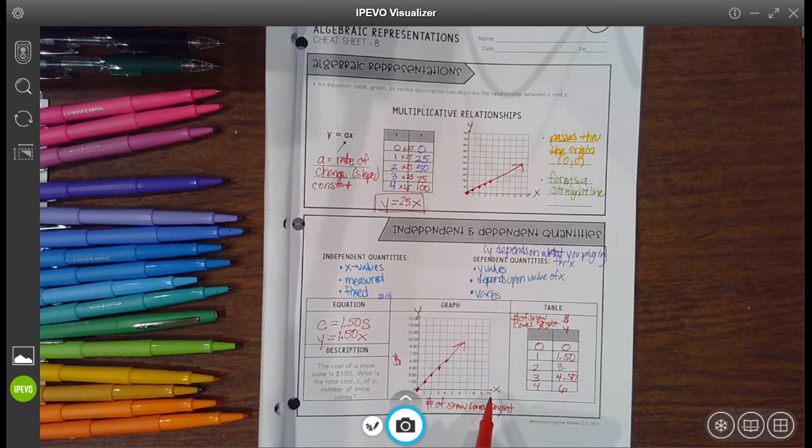X goes on the horizontal axis, y goes on the vertical axis. Y is your dependent, x is your independent.